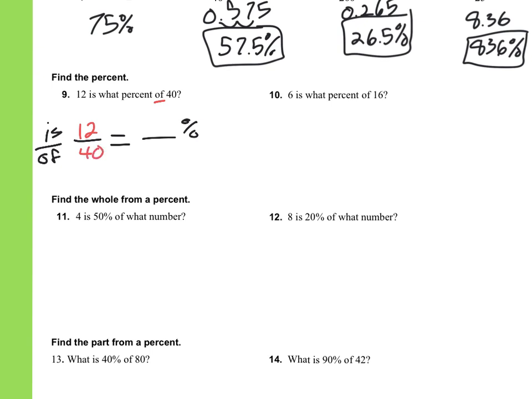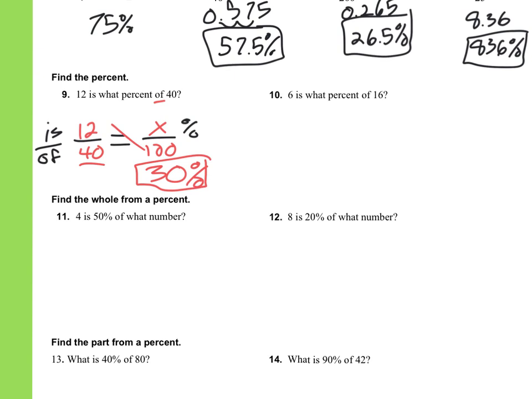And it says what percent? We don't know what percent it is, but it's always over 100 when we're dealing with a percentage. So all we have to do from here is go 12 times 100. Use your calculator if you need to. 12 times 100, enter, and then divide by 40. Divide by 40, I get 30. So it's 30% is the answer to this one.